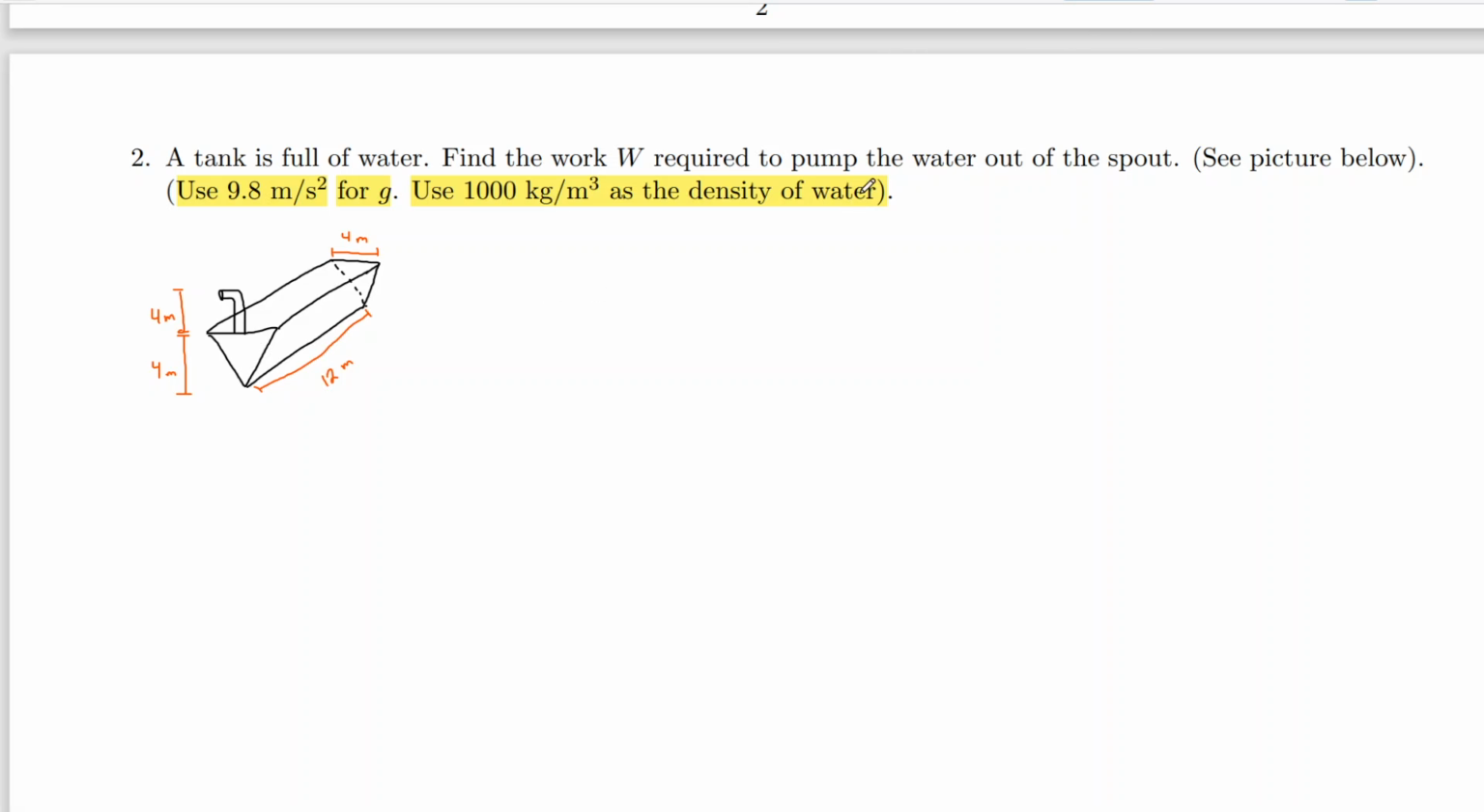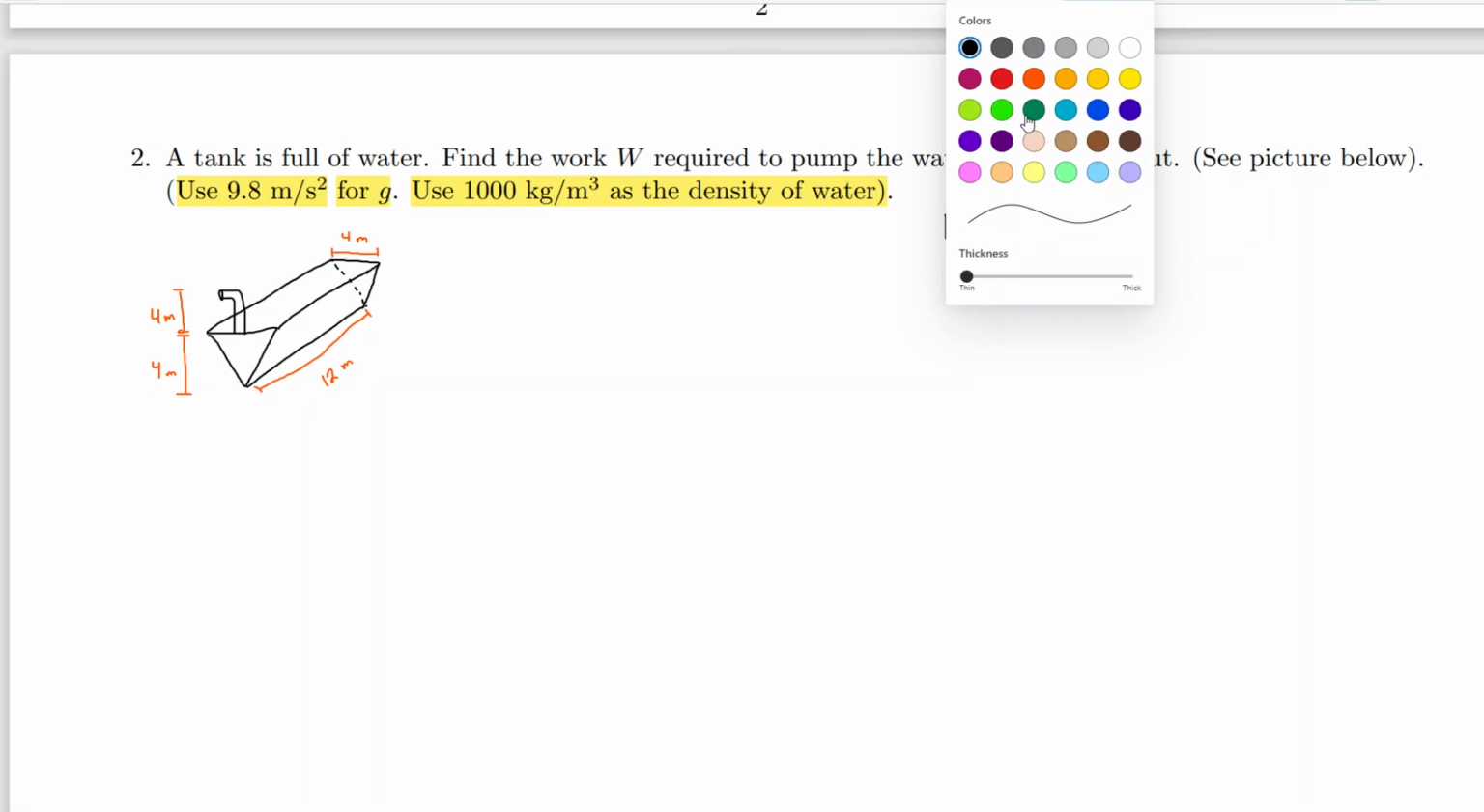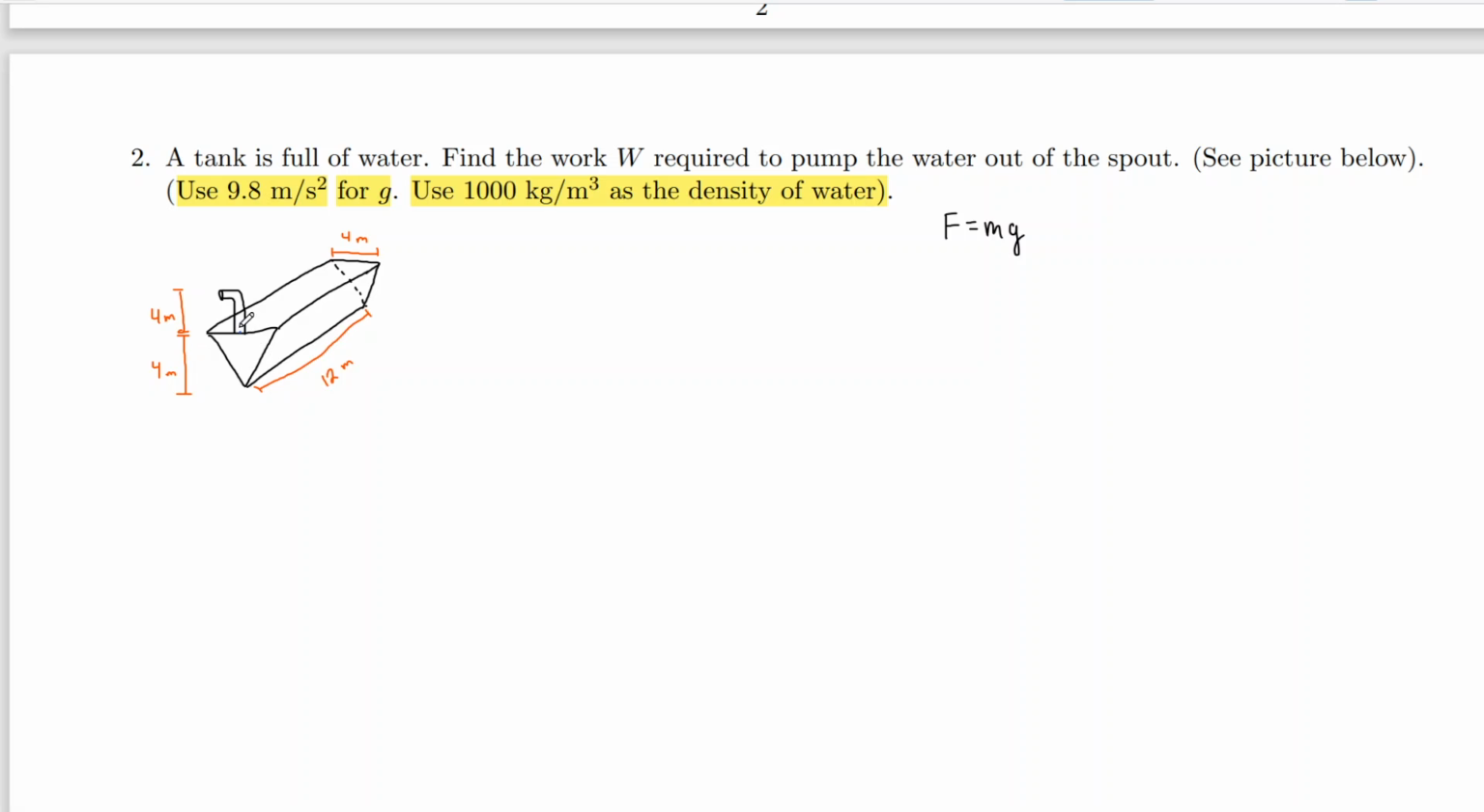Now, the reason we need both of these is that, remember, force is mass times gravity, right? And the reason why we're thinking about gravity is that we're trying to pump the water out. So the water's sitting in the tank and we want to pump it out of the spout. So it's got to fight gravity to come out. That means that we're going to use force is mass times gravity. Now, as far as the gravity goes, G, we already know that this is going to be 9.8 meters per second squared. And for our purposes, we're mainly just concerned with using the number 9.8.